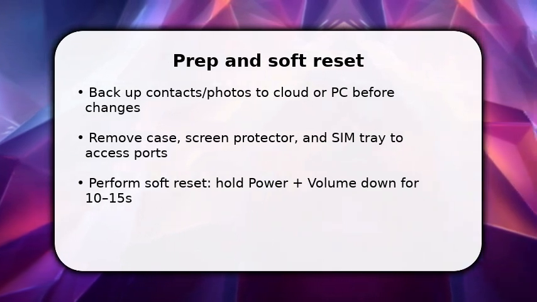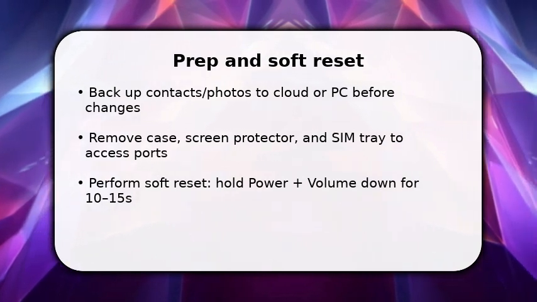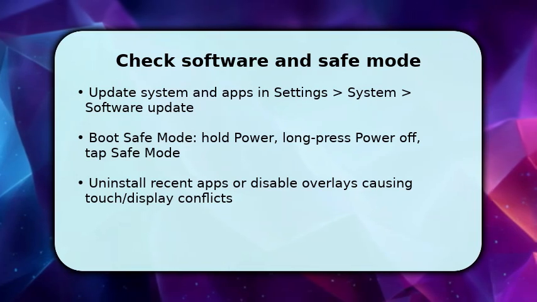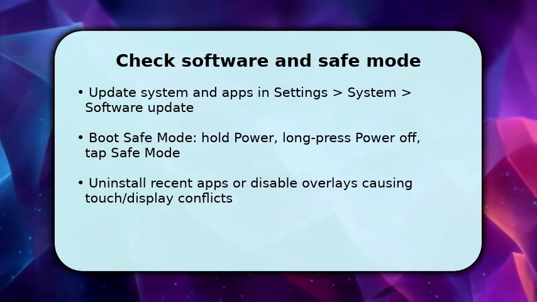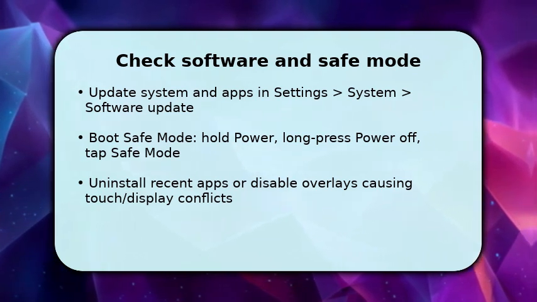Make sure to note when the glitch occurs, after reboot or during apps, because that timing guides the next steps. Once done with the soft reset, update the OS and apps to eliminate known bugs. Go to Settings, System, Software Update and install pending patches.